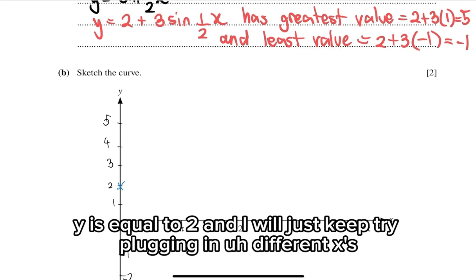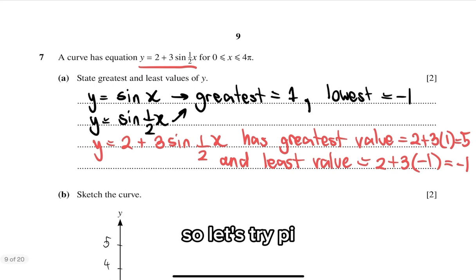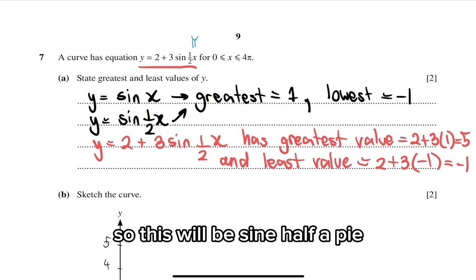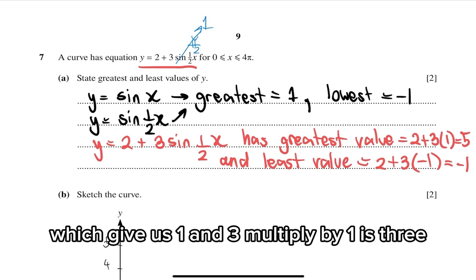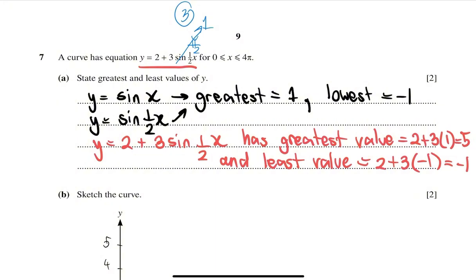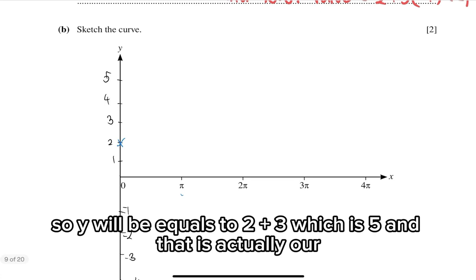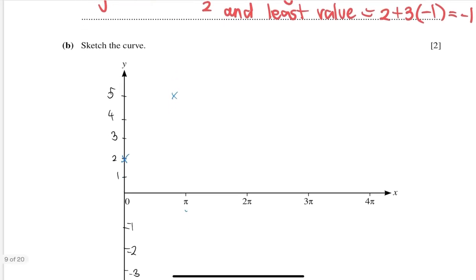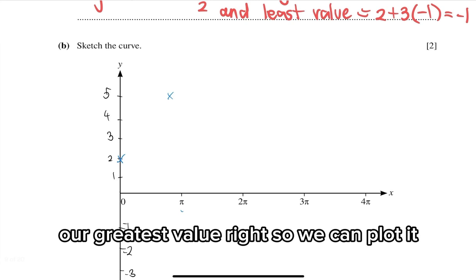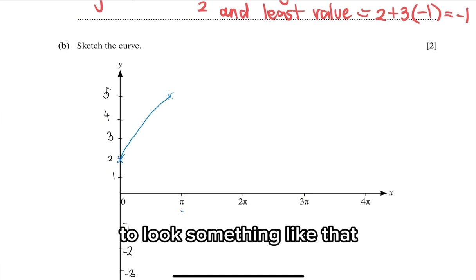And I will just keep plugging in different x's. So let's try pi. So this will be sine of half a pi, which gives us 1, and 3 multiplied by 1 is 3. So y will be equal to 2 plus 3, which is 5. And that is actually our greatest value, right? So we can plot it to look something like that.